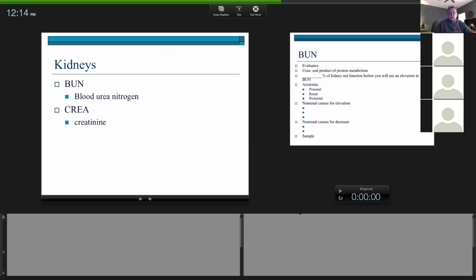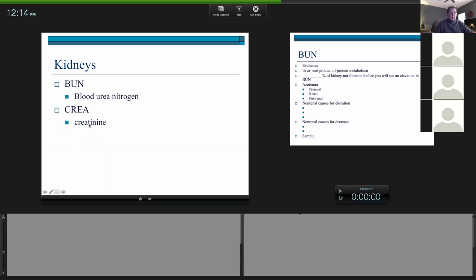Recording. So now we're moving on to the kidneys. I talked about liver chemistries, and when we get into the kidneys, primarily we're talking about your BUN, which is your blood urea nitrogen, which is a waste product, and then your creatinine.